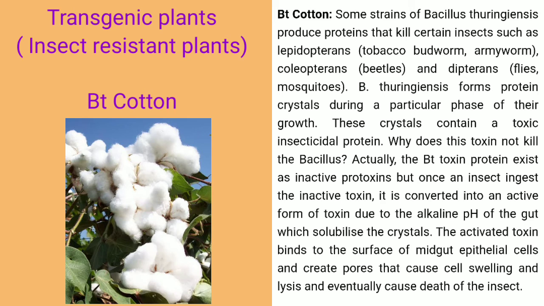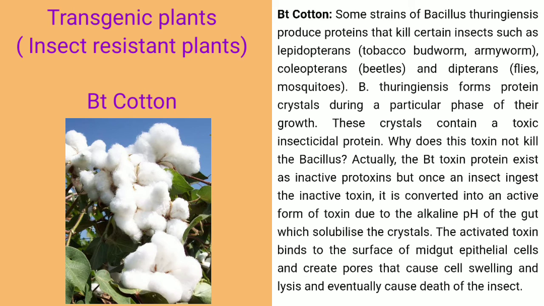There in their gut, that means in their alimentary canal, it gets solubilized and converts the protoxin into toxin. And in that way, the toxin causes lysis of their cells in the gut and other parts of the body, and the insect finally dies. So this is one example, for the cotton plant.